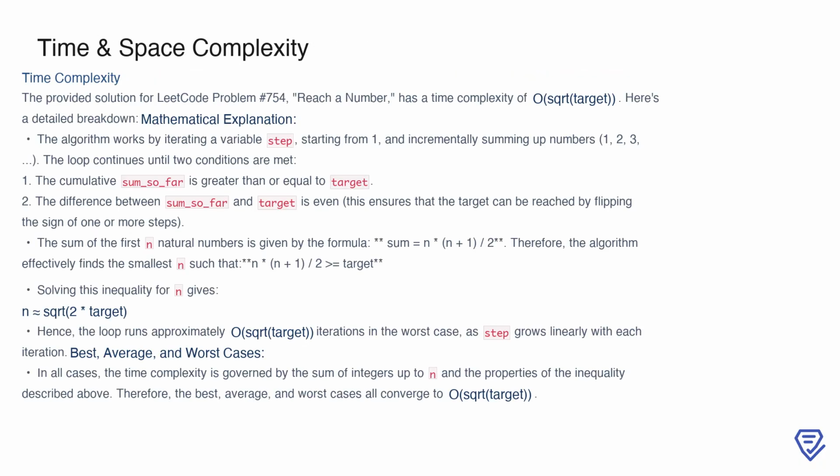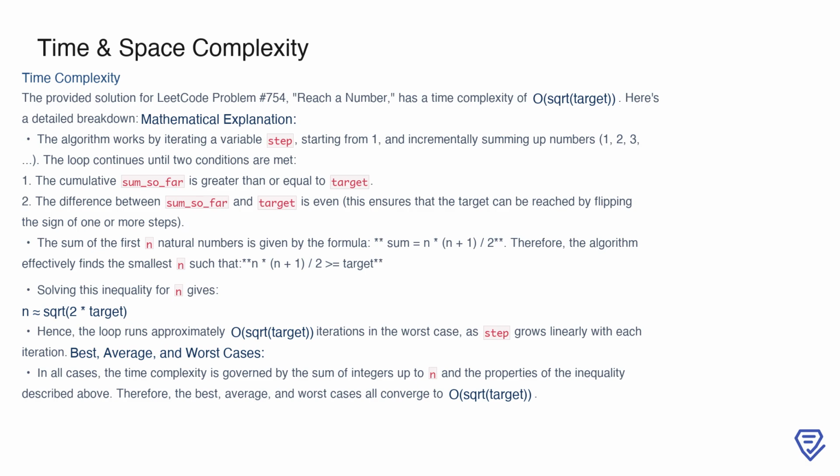The time complexity of this solution is O(sqrt(target)), and this stems from how the algorithm determines the minimum steps needed to reach the target. It begins by iterating a variable, step, starting from 1, and incrementally adds these values to a cumulative sum_so_far. The loop continues until two conditions are satisfied. First, the cumulative sum must be greater than or equal to the target, and second, the difference between the cumulative sum and the target must be even. This even difference ensures that flipping the sign of certain steps can adjust the total to exactly reach the target.